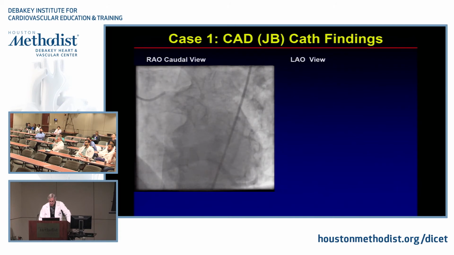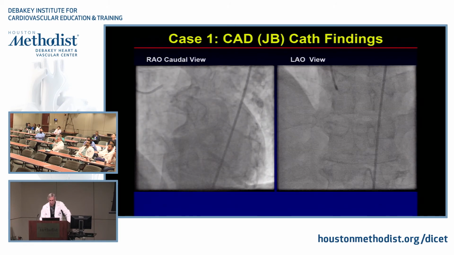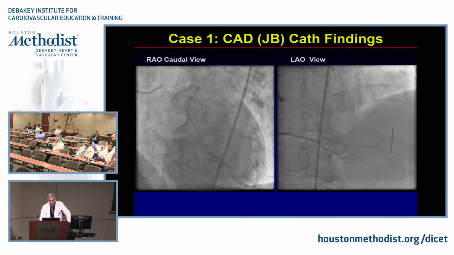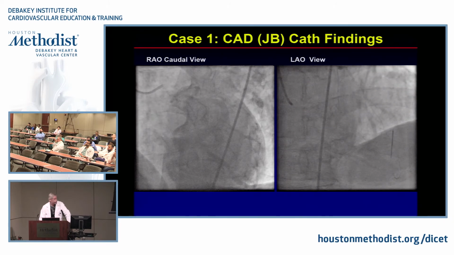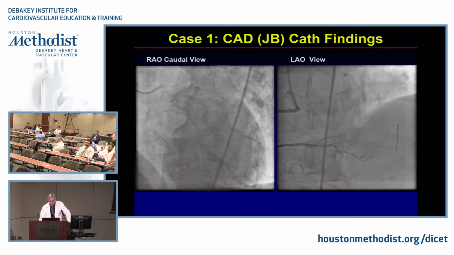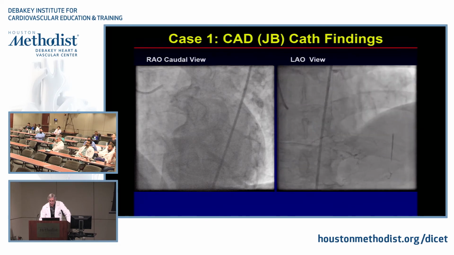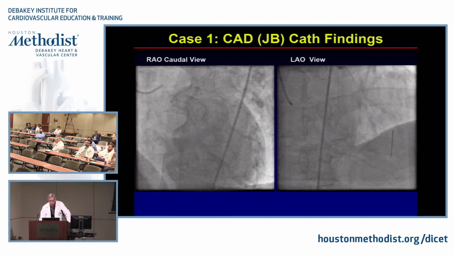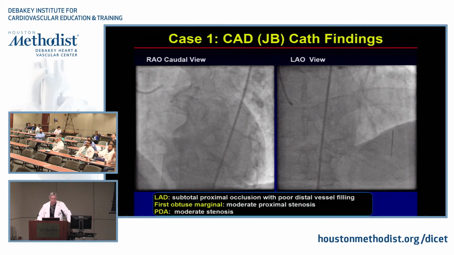And again, he had a moderate lesion in the OM. And in the right, there was actually a lesion down here, a moderate lesion in the PD, and you can see that there is some faint collateral filling of the LAD, but not very good. Okay. So the question arose then: the patient has subtotal versus total occlusion of the proximal LAD, with poor distal filling.